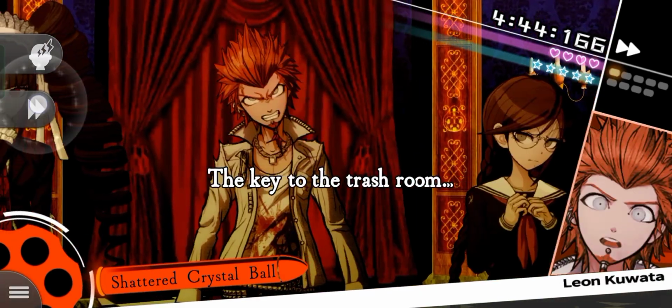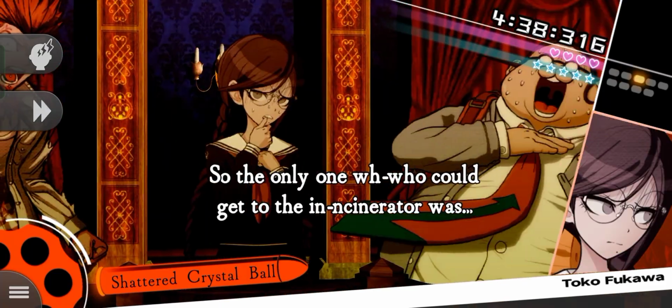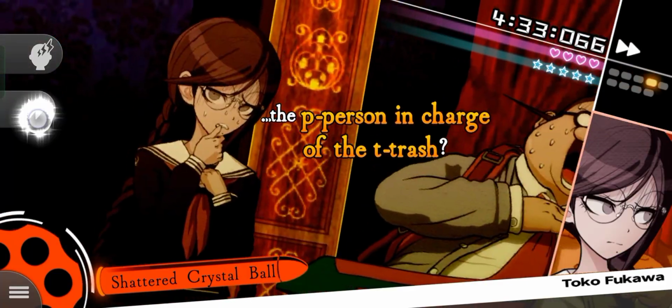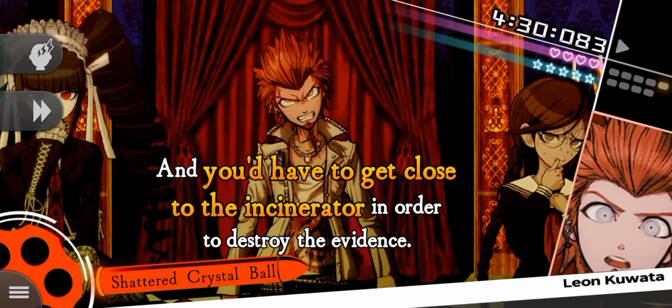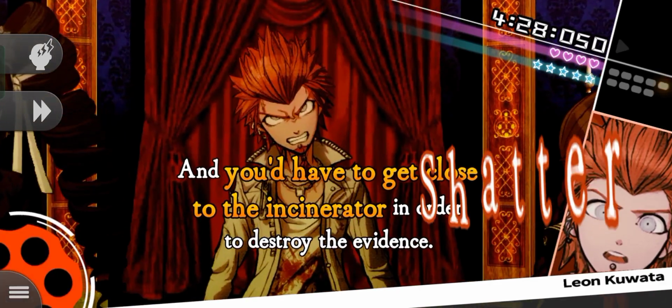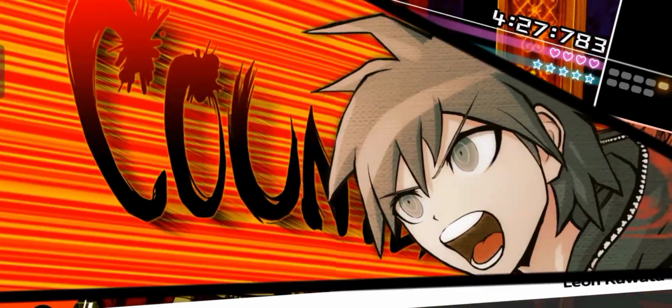The key to the trash room. Whoever was on cleaning duty... So the only one who... the person in charge... And you'd have to get close to the incinerator in order to destroy the... No, it's wrong.